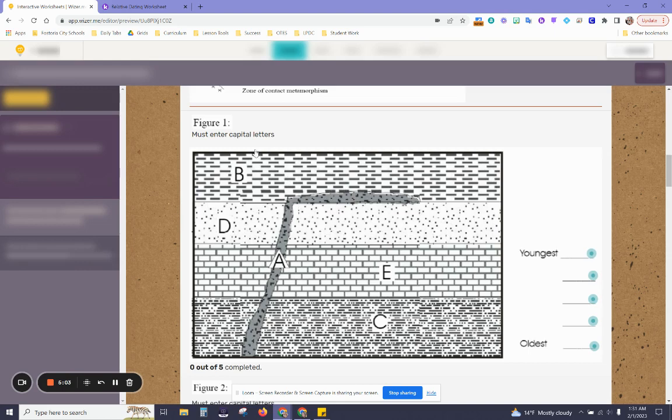B is an intrusion, and it cuts across E, but it doesn't cut across any other layers. So law of cross-cutting relations says what it cuts through, it's younger than. It cuts through E, so B is younger than E. Okay, so E was here first, and then B melted its way through. And then C was deposited on top of that. And then D, and then A. That's our principle of superposition. When they're nice straight rows here, the older is on the bottom, younger is on the top.